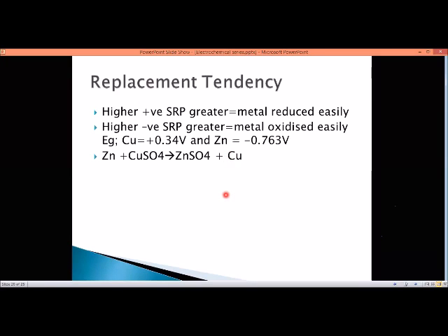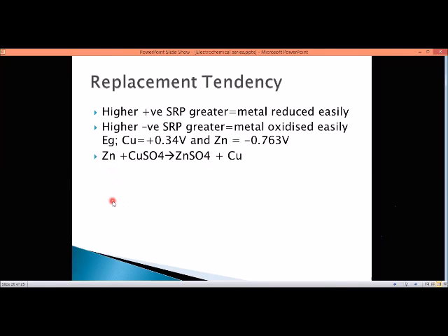Standard reduction potential values of copper and zinc we saw. In that we have 0.34 volt for copper and minus 0.763 volt for zinc. Okay. So here the zinc has a much greater tendency to form Zn2+ compared to copper. So zinc will replace the copper from the solution.